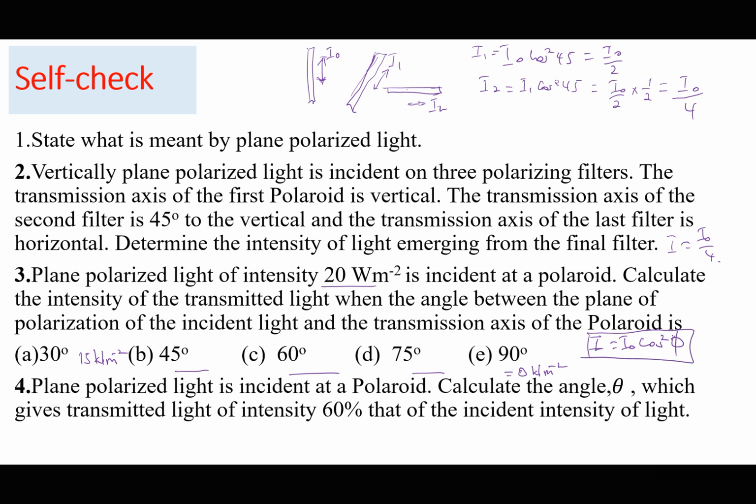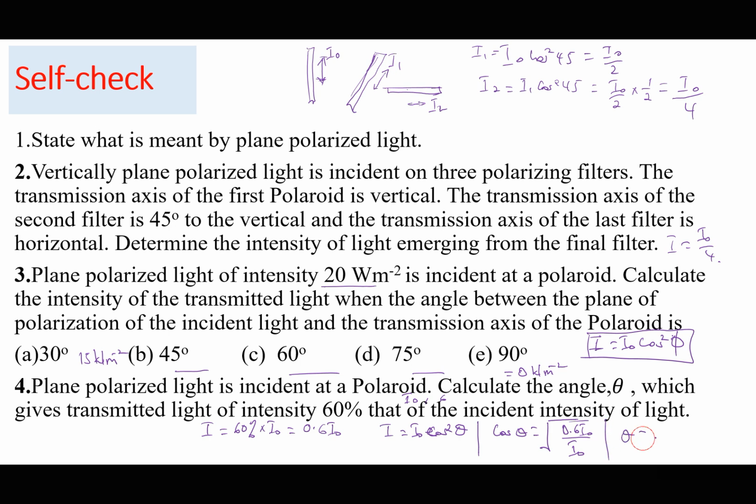Plane polarized light is incident at a polaroid. Calculate the angle theta which gives transmitted light of intensity 60% that of the incident. So if the incident is I naught, what is transmitted must be 60%. Intensity transmitted is equal to 60% of I naught, which is 0.6 I naught. That is what is transmitted. So from I equals I naught cos squared of theta, it means cos theta is going to be the square root of I, which is 0.6 I naught, divided by I naught. I just made cos theta the subject.